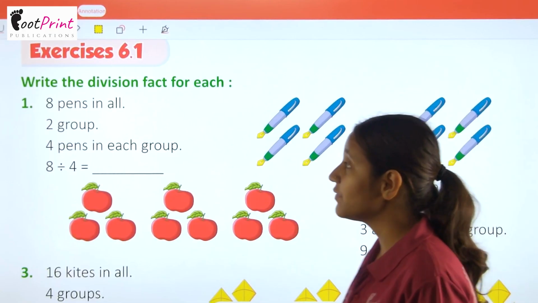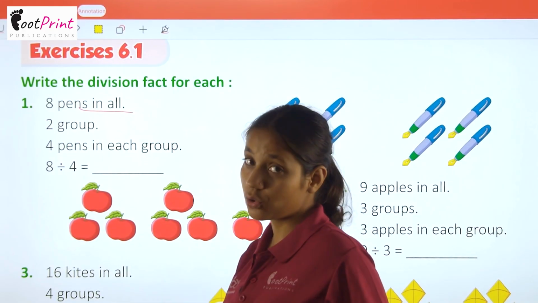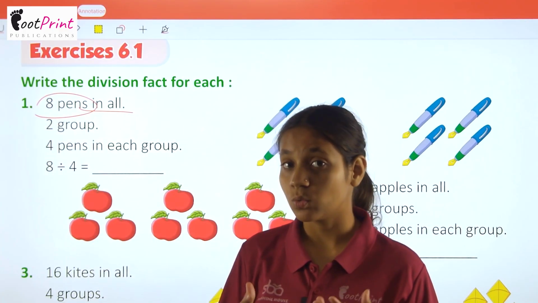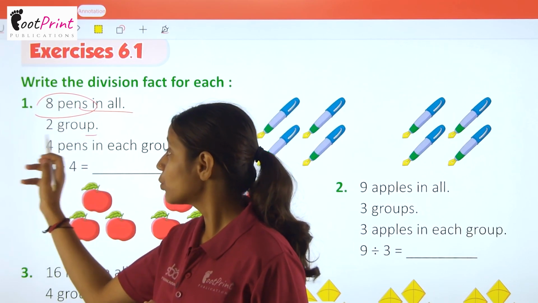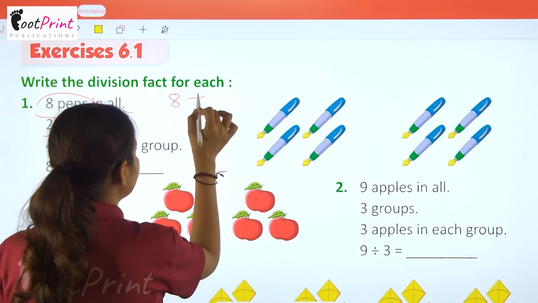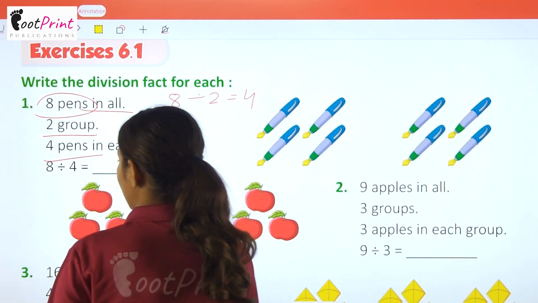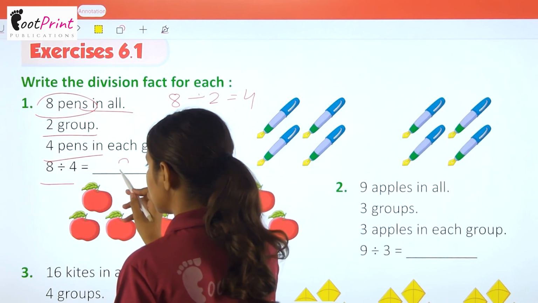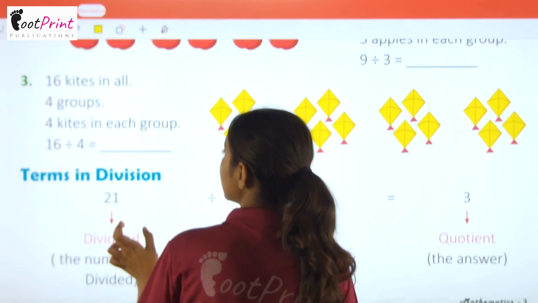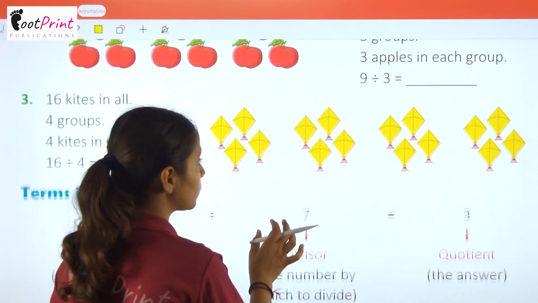Write the division facts for each. 8 pens in all, 2 groups. So 8 pens is given to us, a value, a stock, and then we are provided with groups. 2 groups are there. So simply 8 divided by 2 is 4. 4 pens in each group, and 8 divided by 4 is 2. Now question number 2 and question number 3 are there. You have to do these questions by yourself.